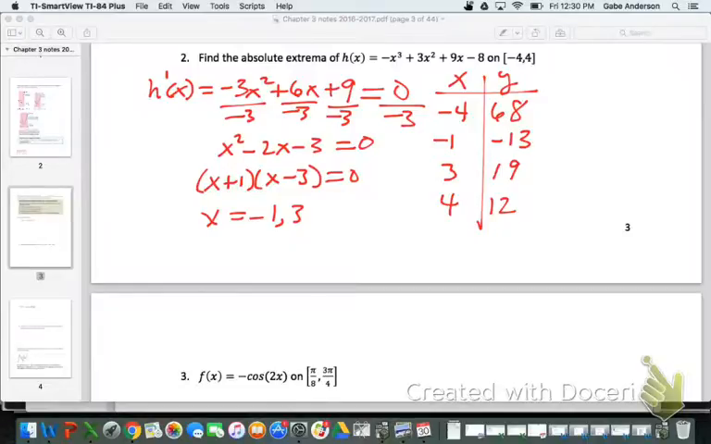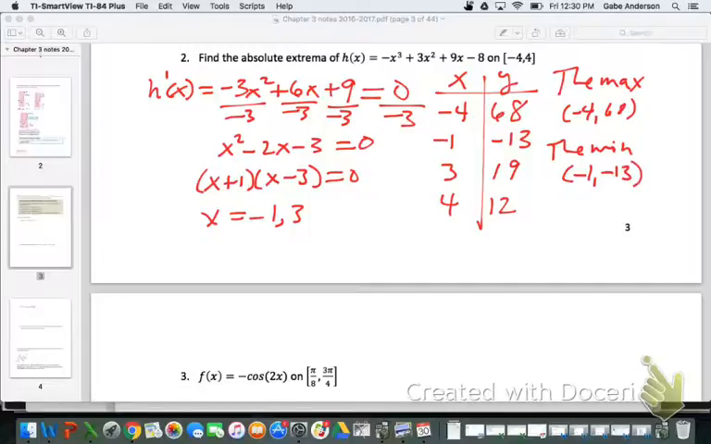So we've done a lot of work here, but we haven't really answered the question yet. We've just drawn a table. Dan, what's the answer? The absolute max is? Negative 4, 68. The max is negative 4, 68. And the min, Dan, is? Negative 1, negative 13. You always want to call those out and say, I got my table, I got my work. That's all good and everything, but here's the answer. I identified the max and the min.